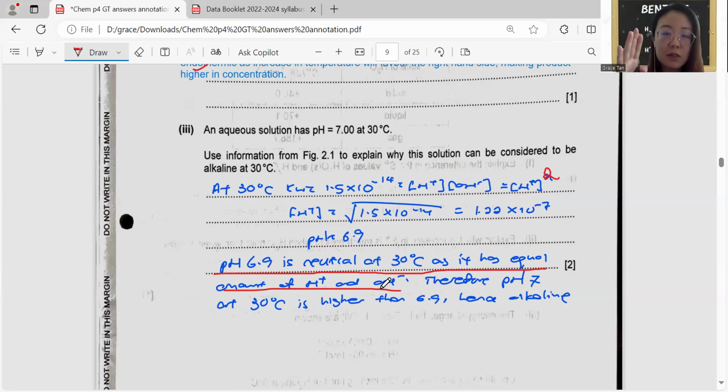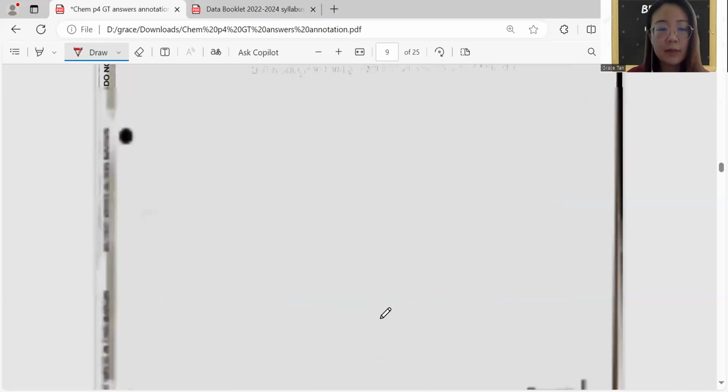At 25 degrees Celsius, neutral means 7. At 30 degrees Celsius, 6.9 means neutral. Understand? All right. Now, therefore, why 7 is considered alkaline is because 7 is higher than 6.9. So anything higher than 6.9 is considered alkaline. Understand? Okay, so at 30 degrees Celsius, the neutral point is 6.9. Anything above 6.9 is considered alkaline at 30 degrees Celsius. All right, now let's move on.